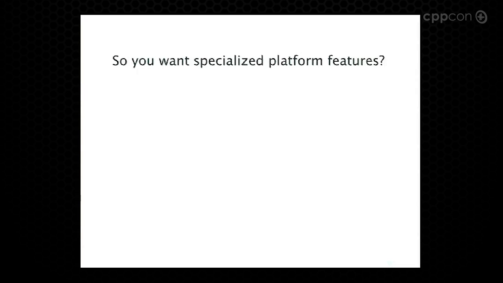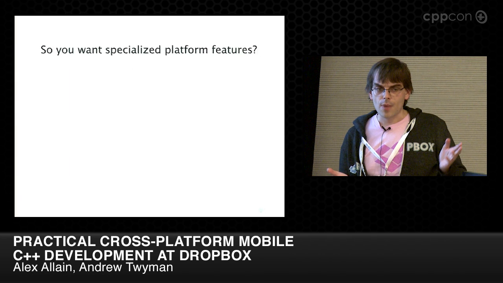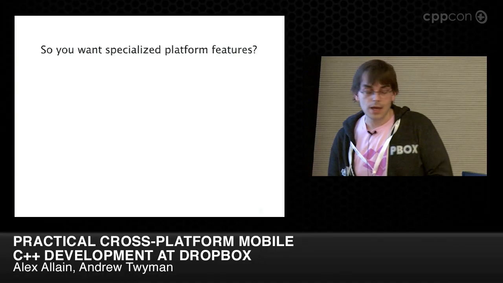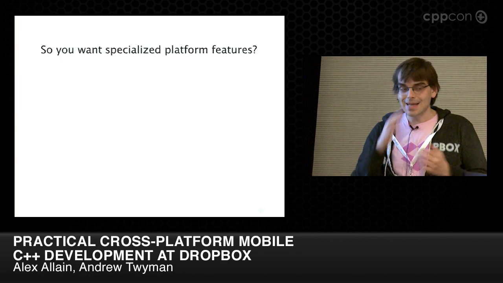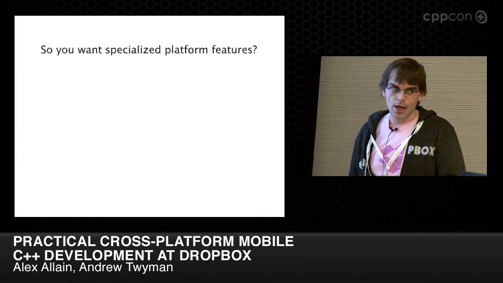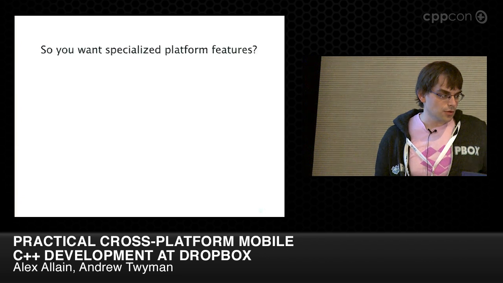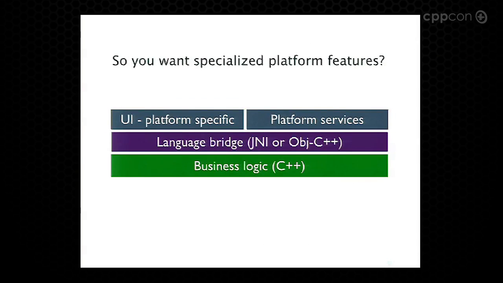Cool. So one thing that I didn't touch on too deeply in that last slide is the specialized platform features. So what are these? These are things like GPS, or maybe on iOS, background fetch, wake locks on Android, things like that, where you can't get to them any other way but through the platform. And so that actually leads to a small change to our overall architecture.